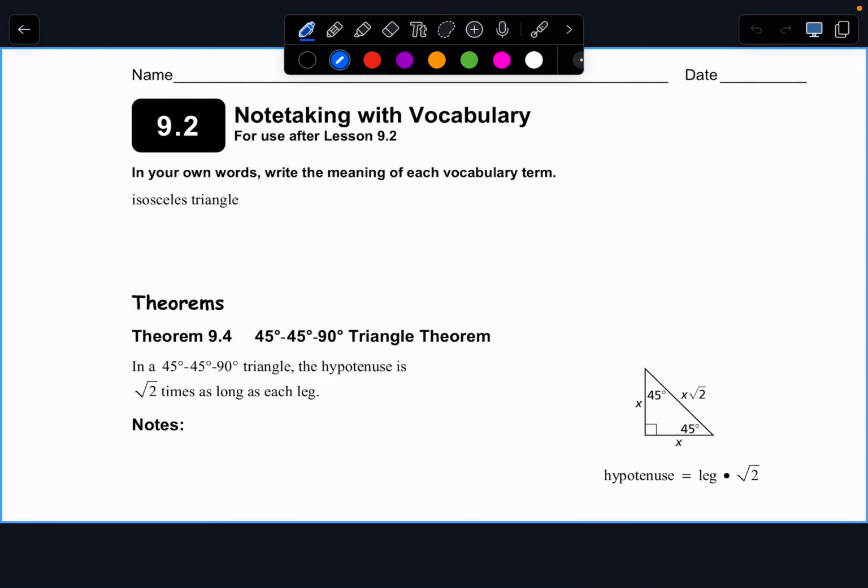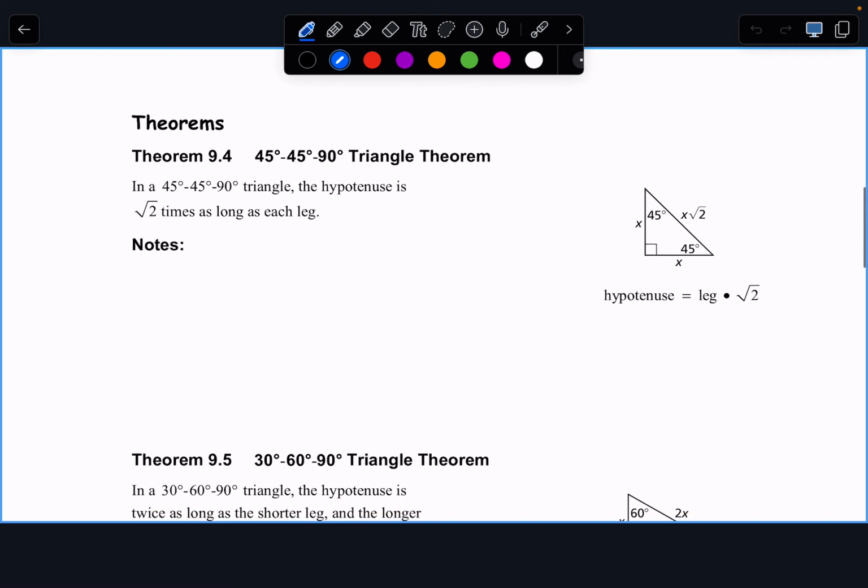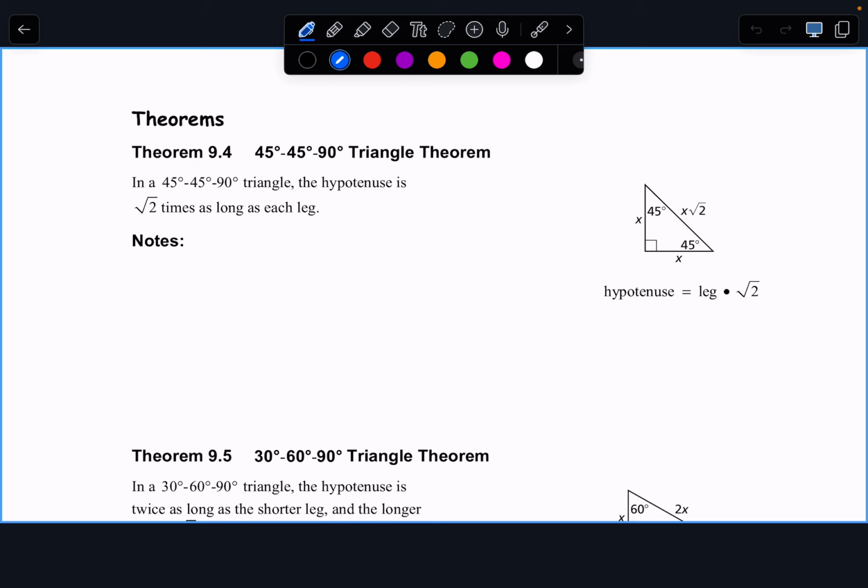Here's the deal. We are going to talk about special right triangles. And these special right triangles are going to be the foundation, not just for things in geometry, but you will use them in algebra too. You will use them in pre-calculus. You will use them in calculus. Okay? So, not to scare you, but these are important.